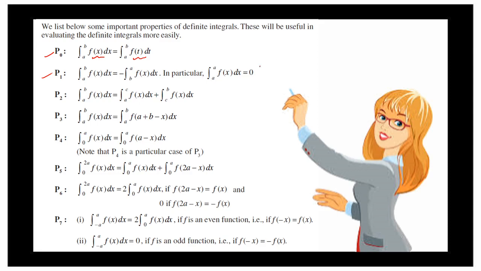And in particular case, if you remember the fundamental theorem of calculus, how we apply the limits f(b) minus f(a), and if both the limits are equal, then definitely we are going to get 0 as answer. Next property says if we have a to b, we can break the limits. We can write it as a to c and then c to b.